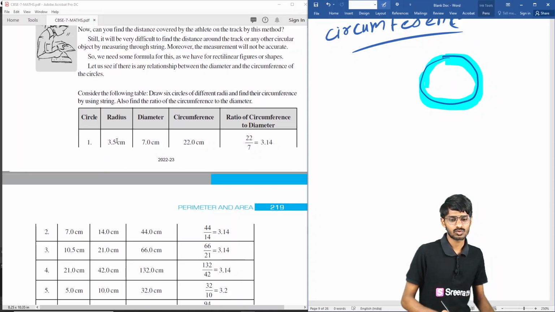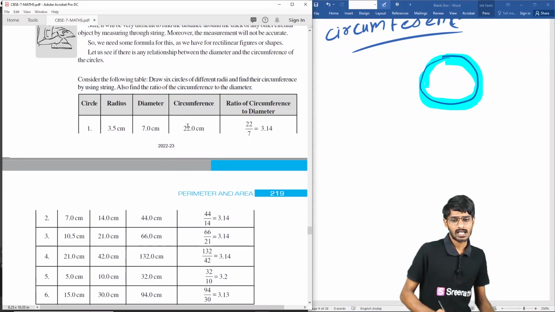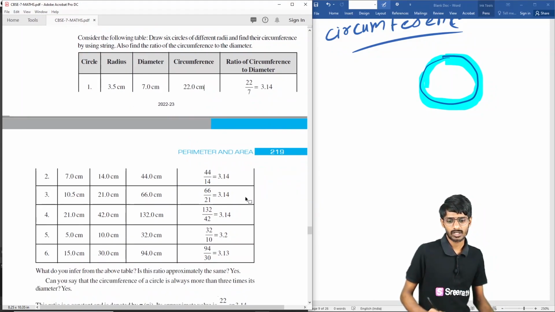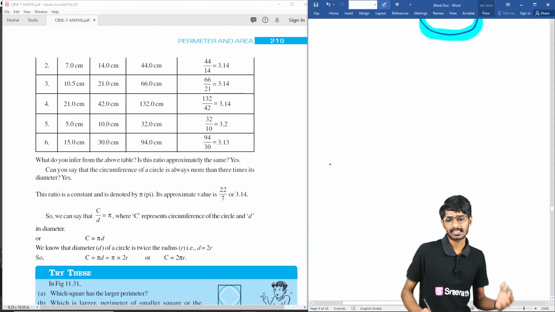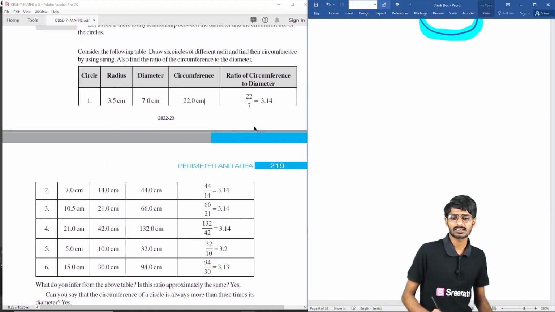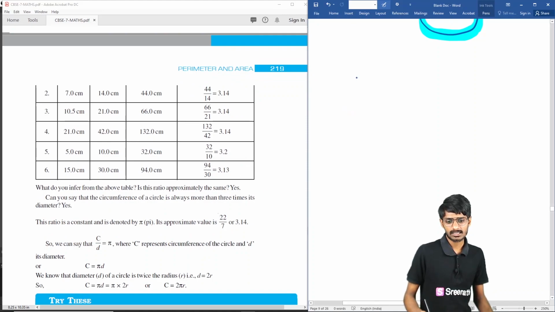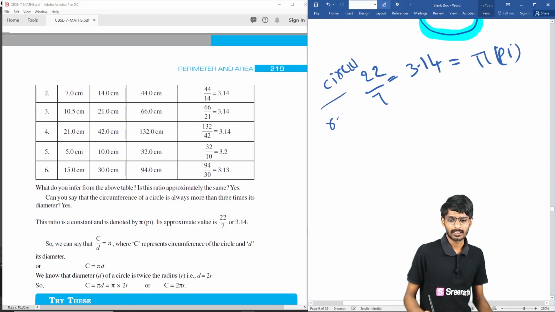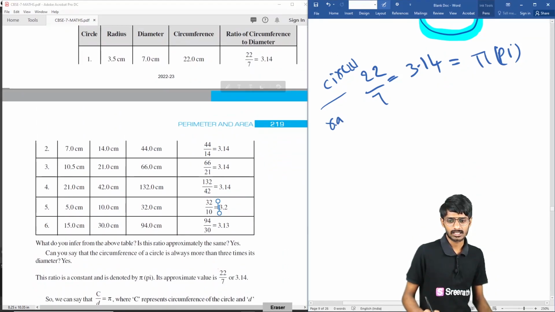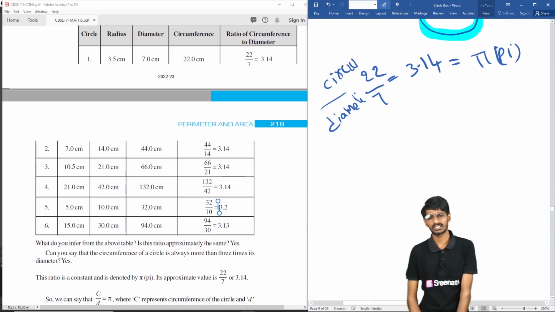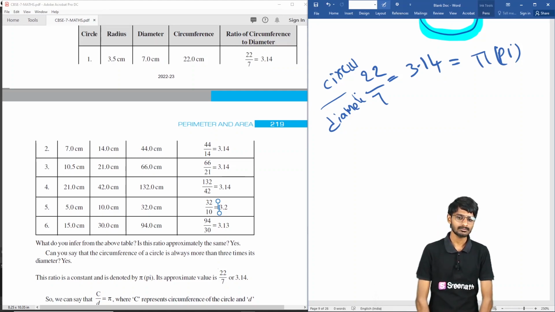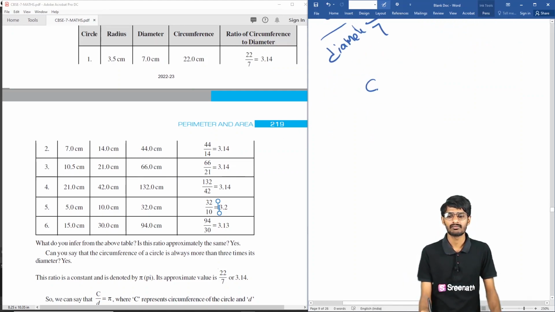Here is the table. There are some circles whose radius is 3.5 centimeters, with diameter and circumference given, and we are finding the ratio of circumference to diameter. In all situations we are getting these values. So the ratio of circumference to diameter is always a constant, 22/7, which is equal to 3.14, and we call that pi. The ratio of circumference to diameter, not radius. Pi will not leave you until the end of your education, students. Every time in maths or physics you will get pi. So circumference divided by diameter is equal to pi, which is circumference equal to pi into d.